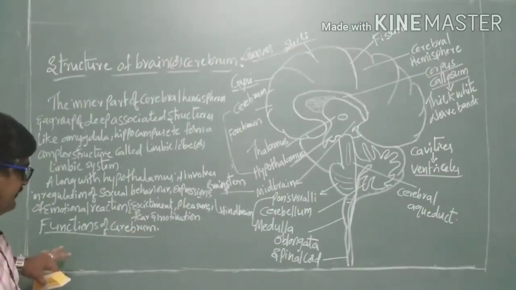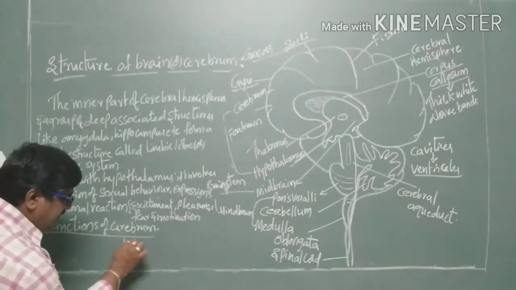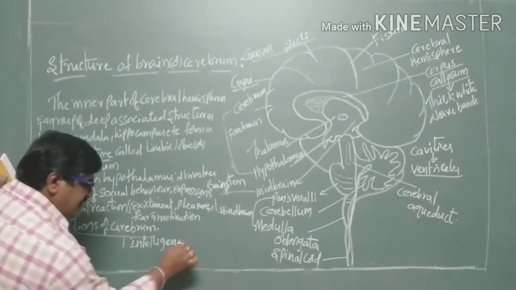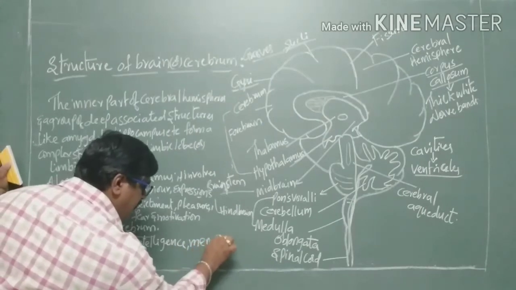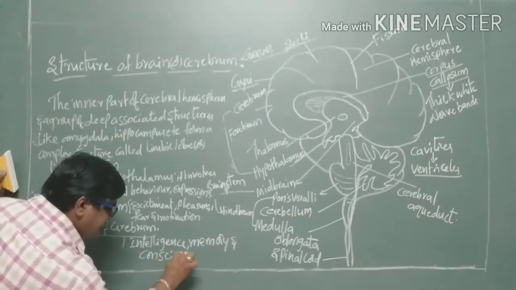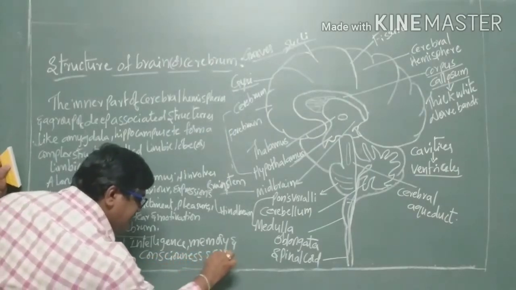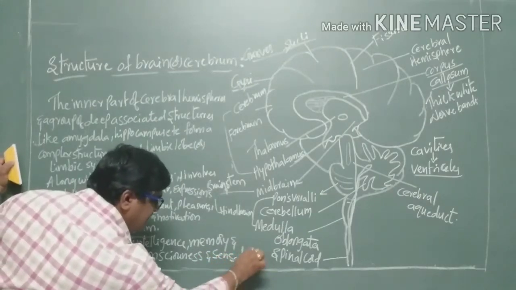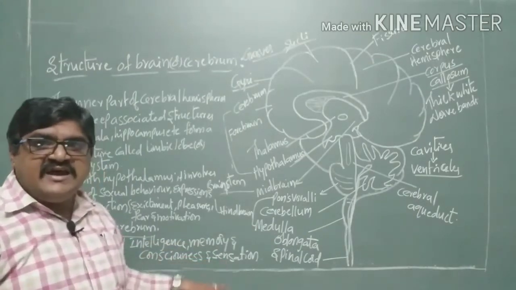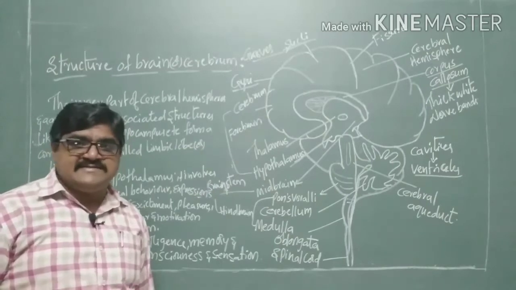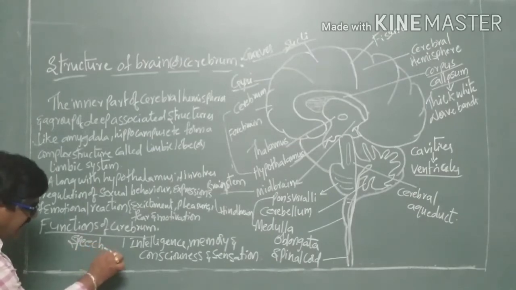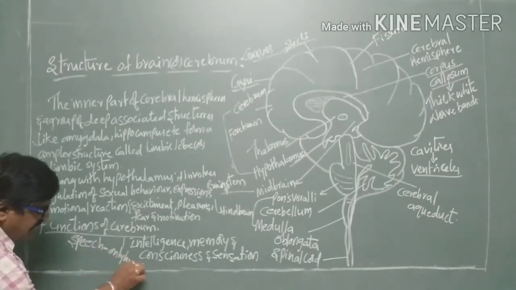The main functions of the cerebrum are intelligence, memory, consciousness and sensation. It is also responsible for speech. Speech can be seen only in humans.